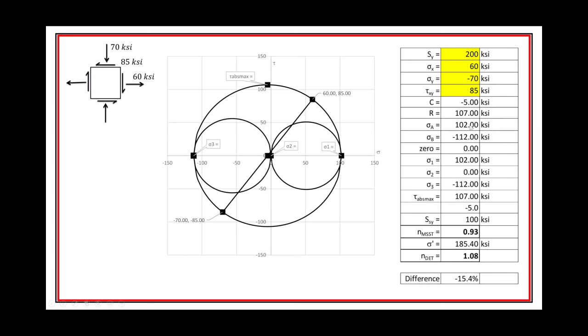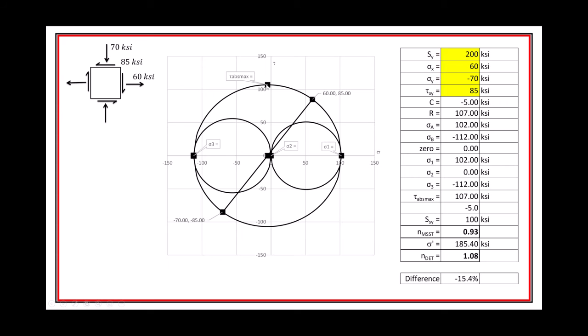And here are some values from the spreadsheet that I made. So you can see here's where the C was, R. It's a little tricky. I think I would go with this side to get the radius this time. And then here's your sigma A and your sigma B. So we had 102, right there, and negative 112 is going to be what ends up being sigma 3.